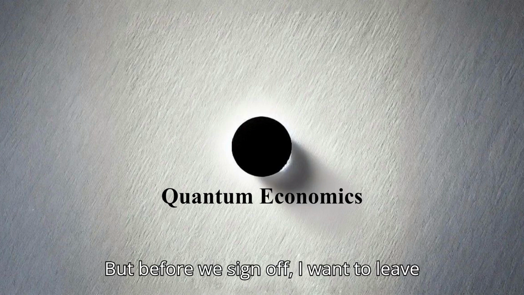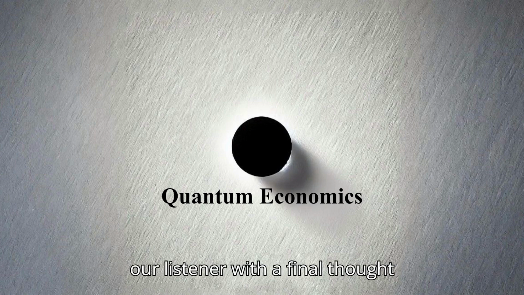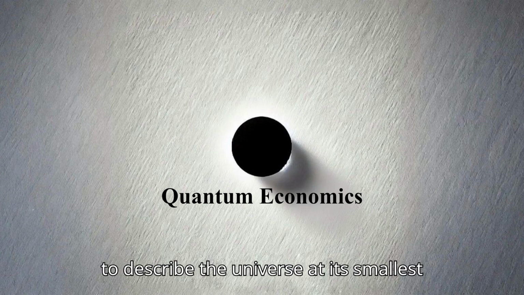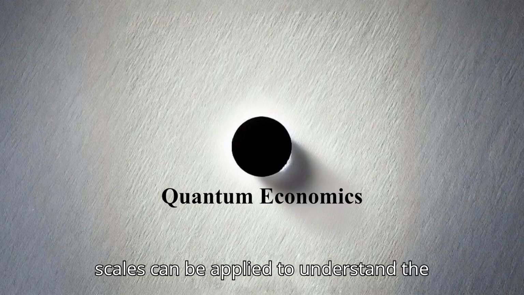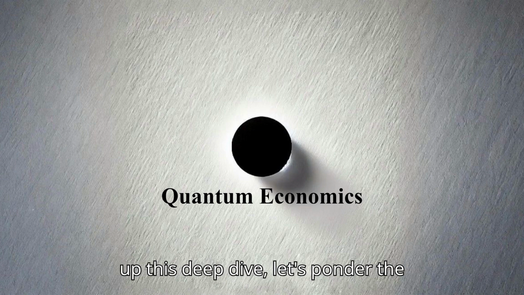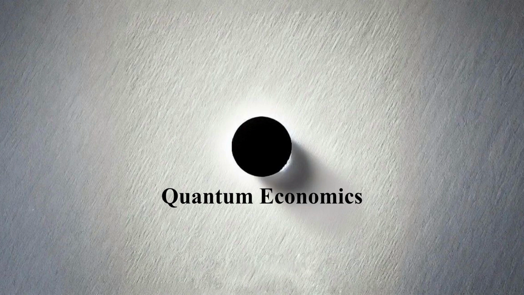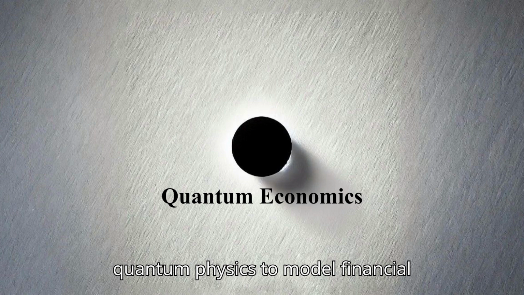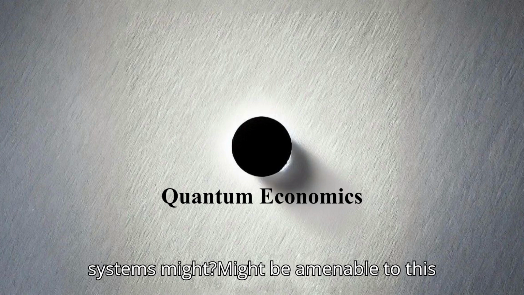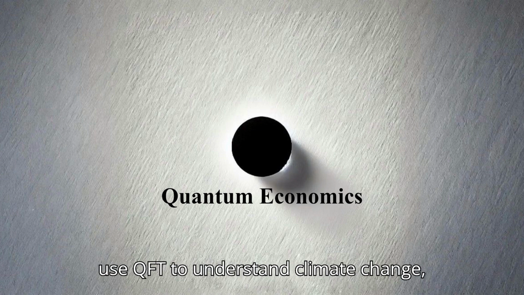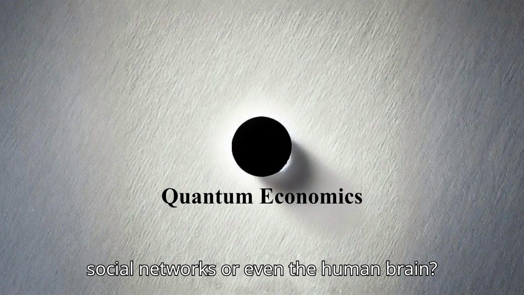But before we sign off, I want to leave our listener with a final thought-provoking question. We've seen how QFT, a theory developed to describe the universe at its smallest scales, can be applied to understand the complex world of finance. So as we wrap up this deep dive, let's ponder the broader implications of this approach. Exactly. If we can use the tools of quantum physics to model financial markets, what other complex systems might be amenable to this kind of analysis? Could we use QFT to understand climate change, social networks, or even the human brain?